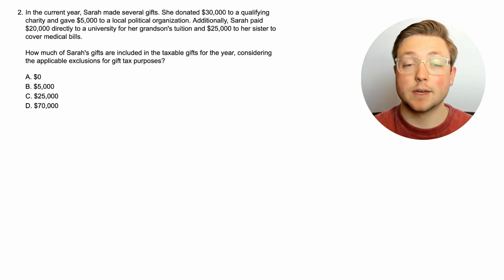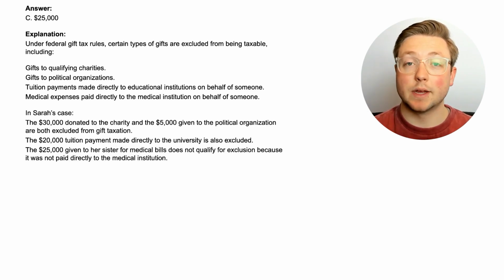Okay, we haven't really learned what the exclusions are, so if you don't know how those work, that's okay, we're going to look at it. However, if you do have an idea, go ahead and pause the video, and when you're ready and done with the calculation, come back and we'll look at it together. Okay, and the answer is $25,000. So let's look at these exclusions.